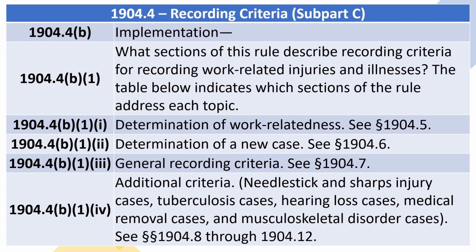1904.4(b)(1)(i) through (b)(1)(iv). Determination of work-relatedness. See Section 1904.5. Determination of a new case. See Section 1904.6. General recording criteria. See Section 1904.7. Additional criteria: needlestick and sharps injury cases, tuberculosis cases, hearing loss cases, medical removal cases, and musculoskeletal disorder cases. See Sections 1904.8 through 1904.12.